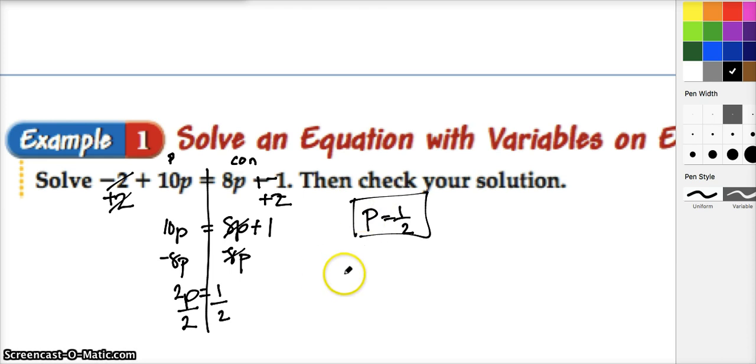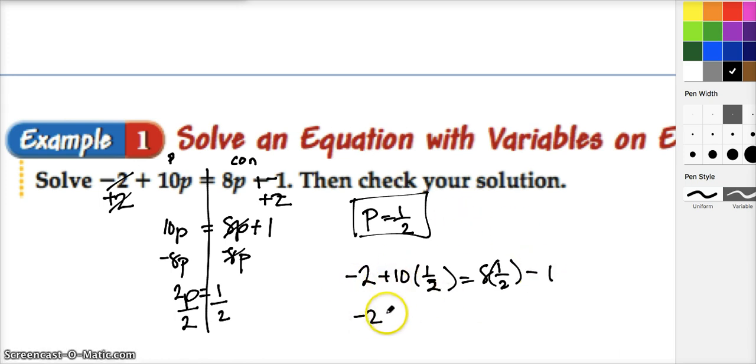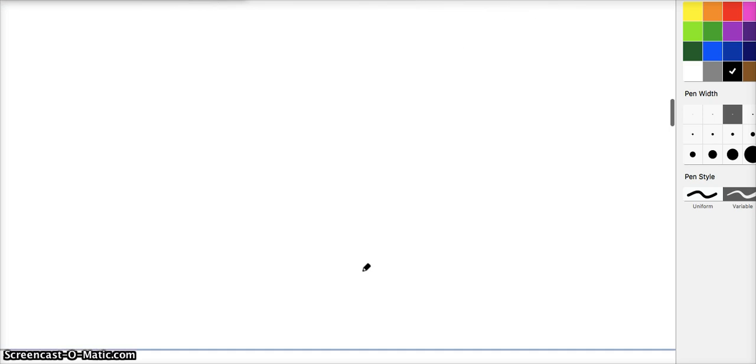Okay, so here's my checking part. I'm going to go back to the original problem, and I'm going to put in 1/2 everywhere I see p. Everywhere. So then, I've got this. Negative 2, what is 10 times 1/2? It's going to be 5 because half of 10 is 5. What is 8 times 1/2? That's going to be 4 because half of 8 is 4. Subtract. Negative 2 plus 5 is a positive 3, and I get a positive 3 over here as well. So I know I've done a good job.